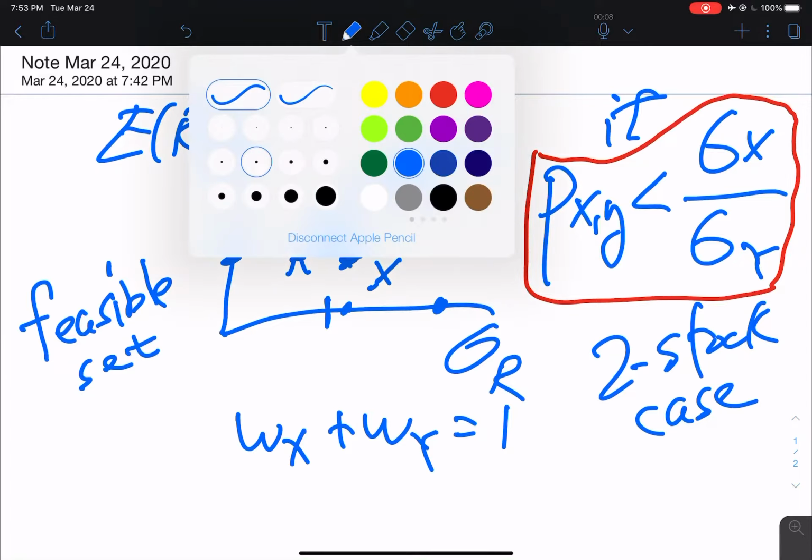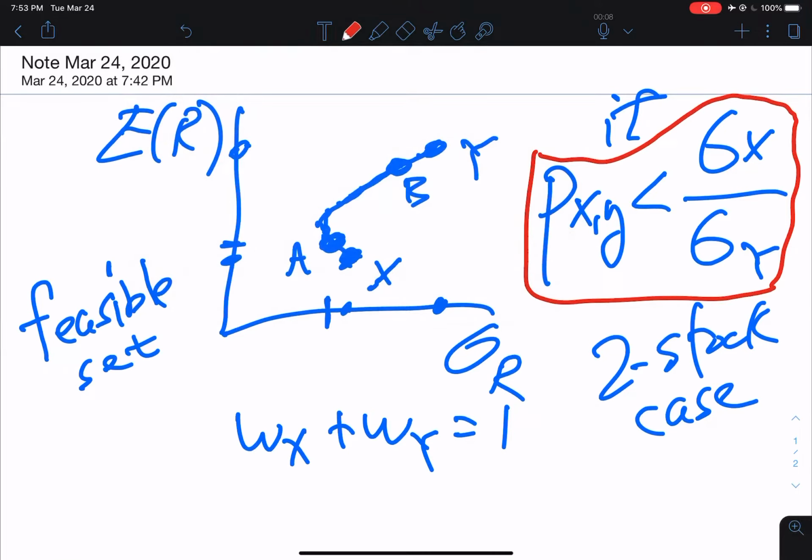And you'll see that if you know WX, you therefore know WY, because WY is obviously 1 minus WX. So all we need to know is one of the weights. And that's what distinguishes this point from this point, from this point, from that point. It's the weights. That's all that matters.